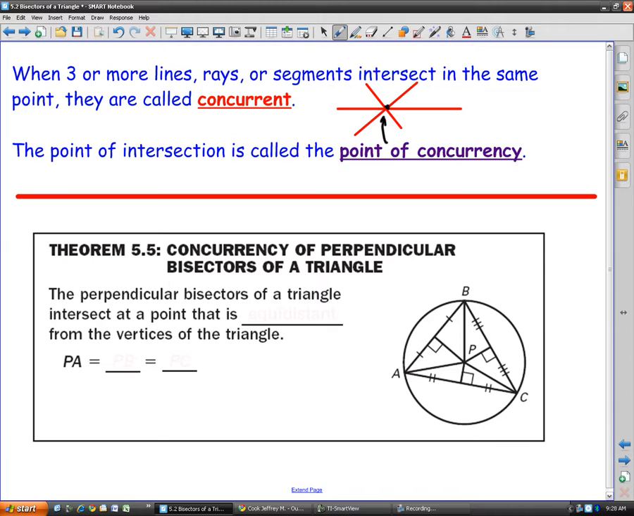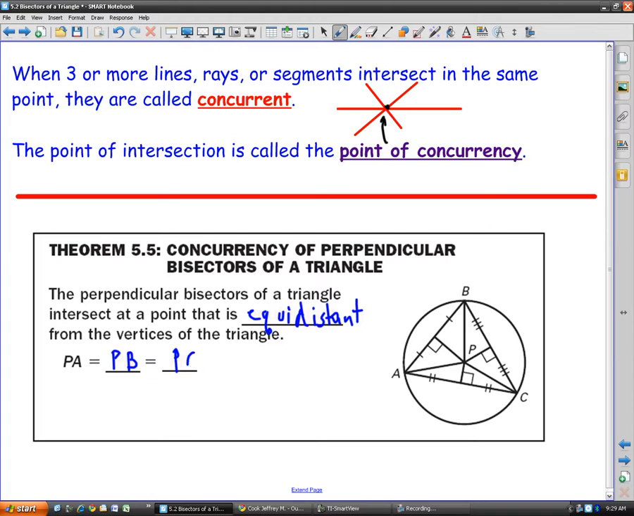Looking down here, we have our first theorem, and the theorem says the perpendicular bisectors of a triangle intersect at a point that is equidistant from the vertices. Sorry about my handwriting there. Equidistant from the vertices. So we're saying this point is equidistant from the vertices. So PA would be congruent to PB and PC.